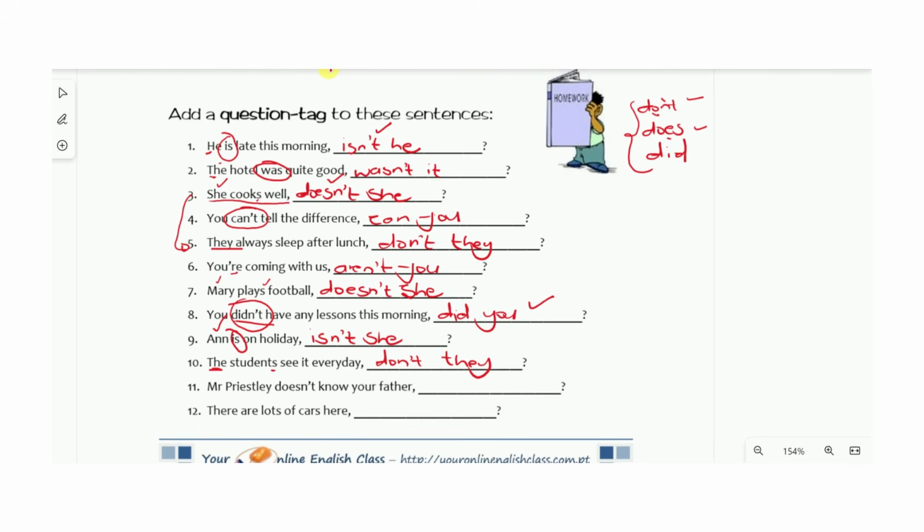That's why we used what? Don't. Mr. Presley doesn't know your father. We already have a contracted doesn't. This is the negative statement. We'll use this to formulate a question tag. It's going to be does he. Does he? A positive question tag because the statement was negative. And the last one, there are lots of cars. We have the word what? Are, and then it's going to be aren't they.